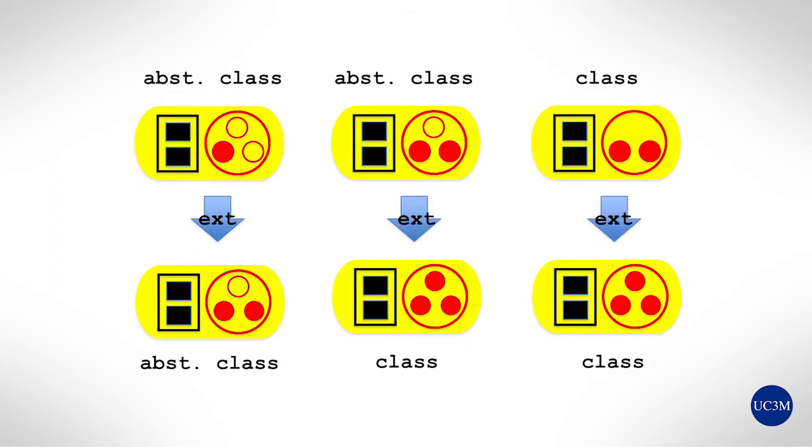For completeness, let's remember the other possibilities for extension. If we have an abstract class, we might extend it to another abstract class, for instance, if we implement some of the abstract methods, but not all of them. Or implement it to a class, if we implement all methods. Finally, let's remember that we can extend a class to another class. This is the inheritance relationship we started with.